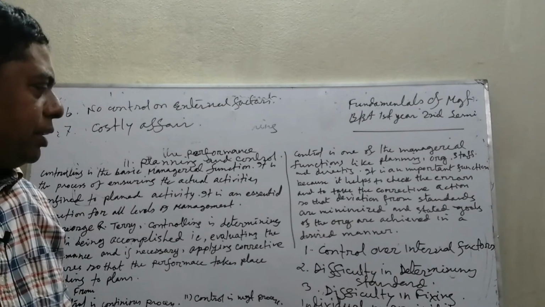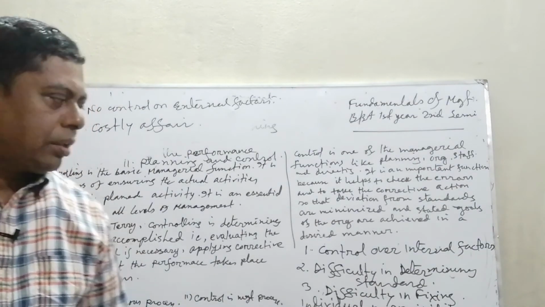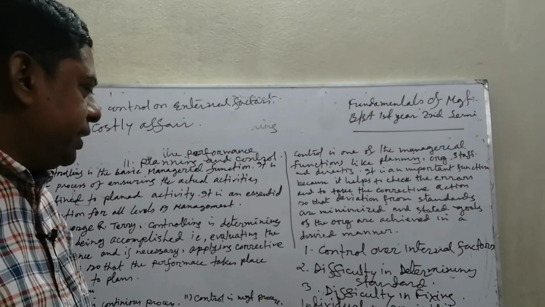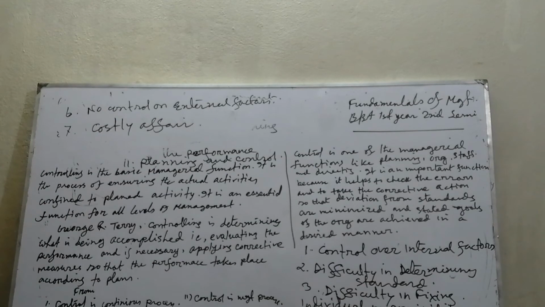And the next point, difficulty in determining standard. Indirect standards, like devotion of employees, dutifulness, loyalty, etc., are difficult to determine. Exercise of control in this field is therefore difficult. And the next limitation, difficulties in fixing individual responsibility. That is an important limitation in controlling.